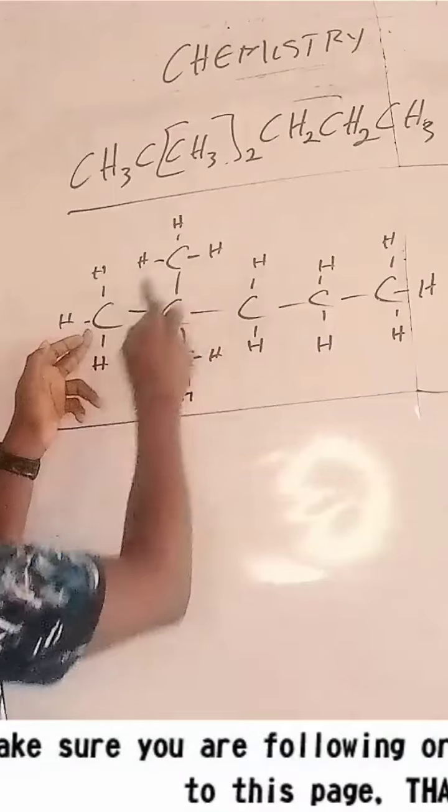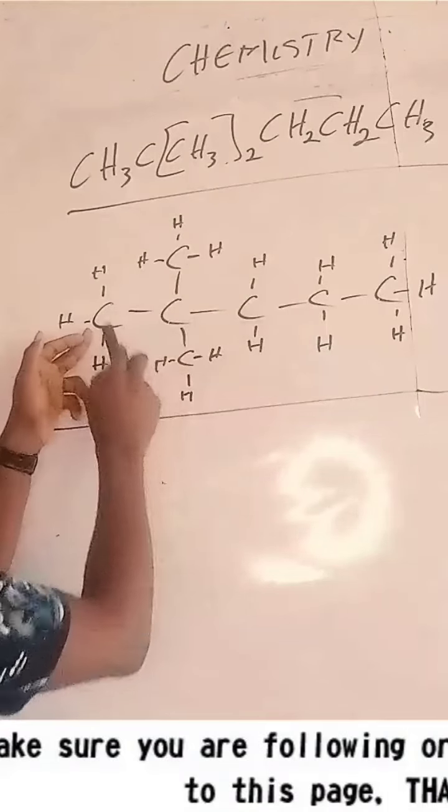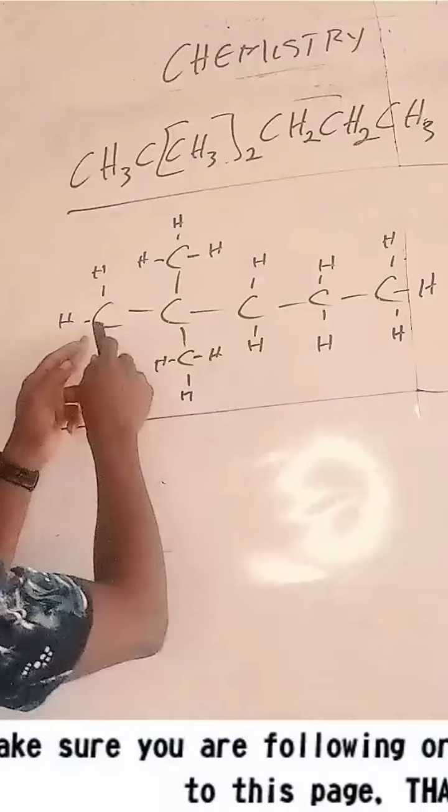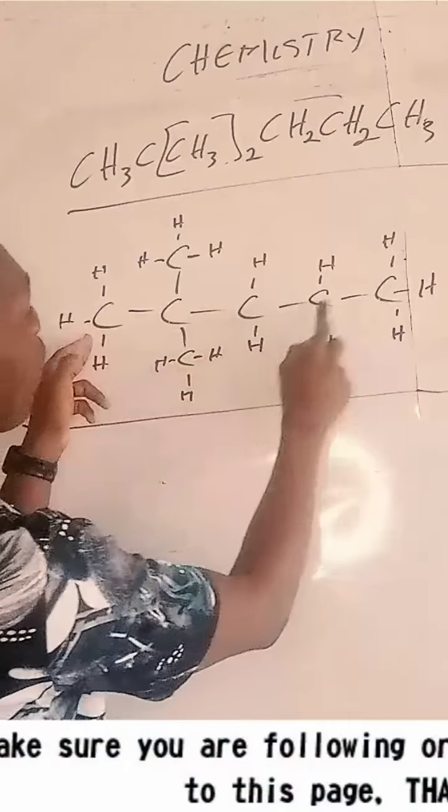And this is not the longest chain. 1, 2, 3. No, 5 is bigger than 3. So this is the longest chain possible. 1, 2, 3, 4, 5.